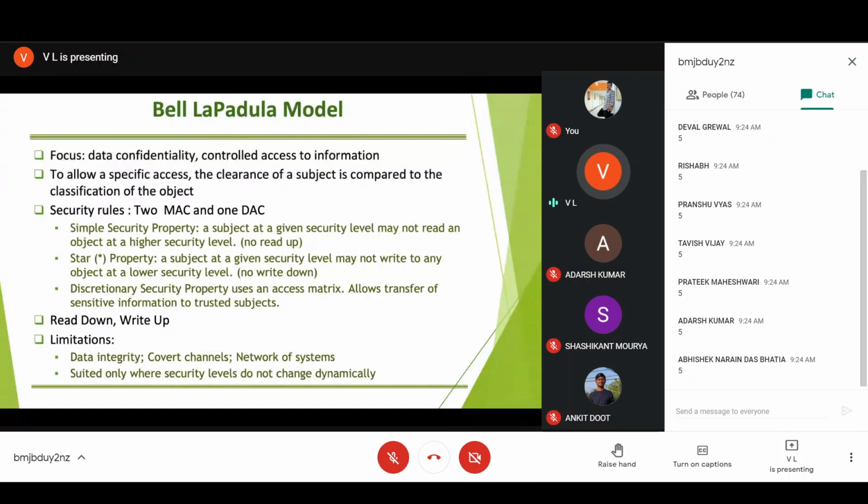And then discretionary security accesses. At times I may have to pass on the information. For example, when I'm distributing the question paper, or maybe I'm making some correction to the question paper, then I may have to pass some information to other entity. So this is the discretionary access control.